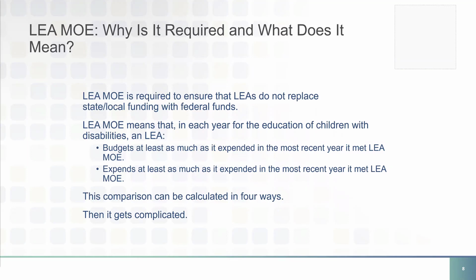The LEA MOE requirement, as we know it today, first appeared in the 1997 amendments to the IDEA to ensure that federal funds do not replace state and local funding. Currently, maintaining fiscal effort means that an LEA must, for the education of children with disabilities, 1, budget for each upcoming fiscal year at least as much as it expended in the most recent fiscal year for which information is available and in which it met LEA MOE. And two, expend at least as much in the fiscal year as it expended in the most recent fiscal year in which the LEA met LEA MOE. There are 4 ways to calculate LEA MOE. We'll be talking in some detail about these methods as we work through the presentation. LEA MOE can be complicated. We've just touched on the basic concepts, and we'll be covering much more detail as we go through the presentation.